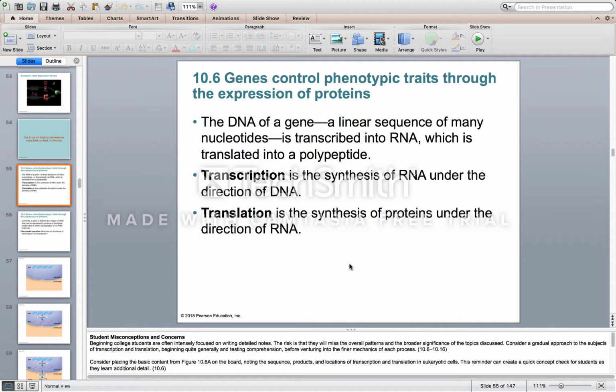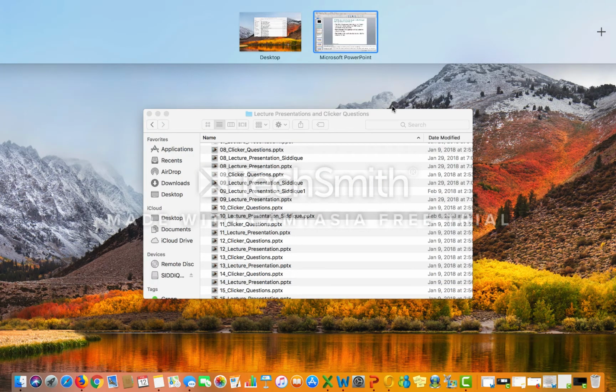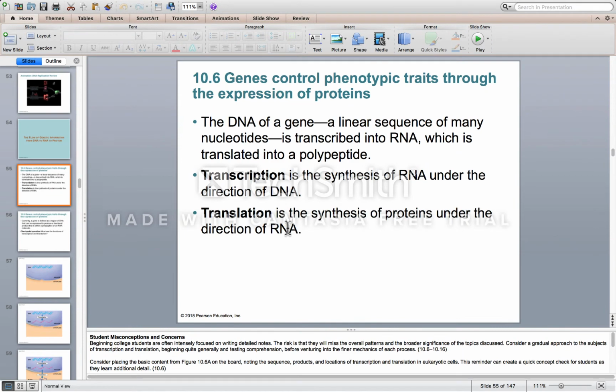Okay, so we got to know what transcription is. Transcription is when you synthesize a single strand of messenger RNA under the direction of DNA. Okay. Translation is when you take that message and you translate it to a single protein, right? The proteins themselves have primary, secondary, tertiary, and quaternary structures. Do you guys remember that?